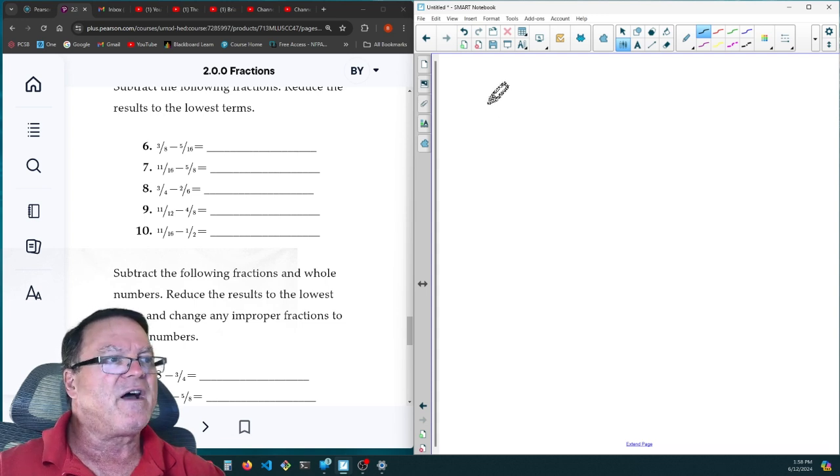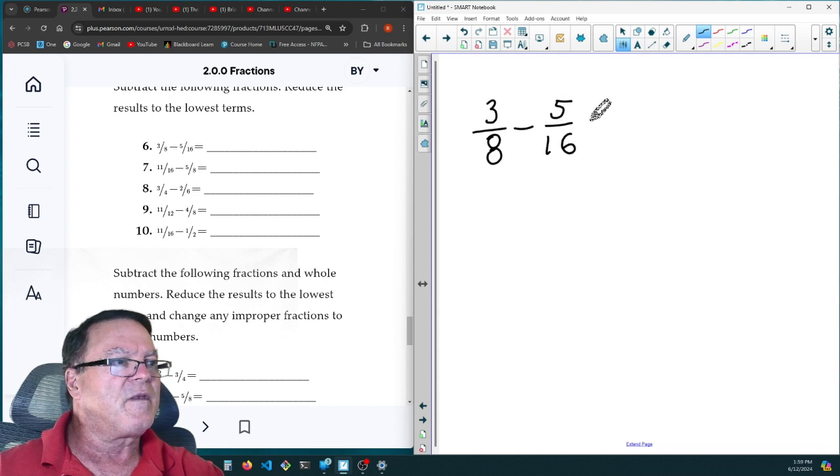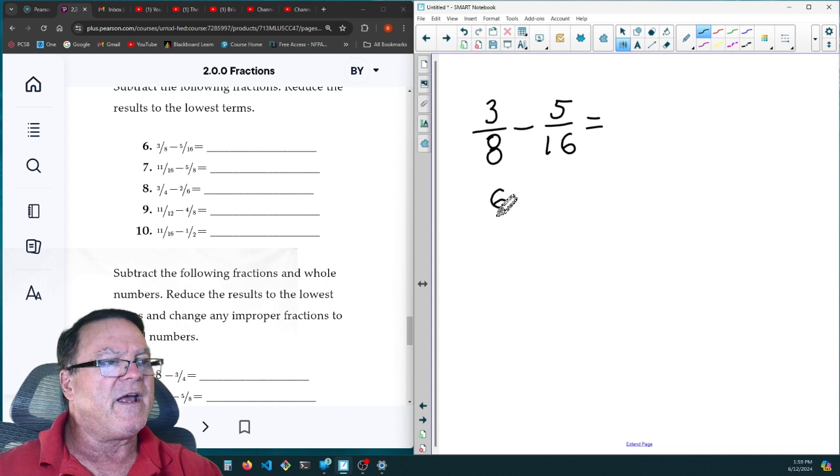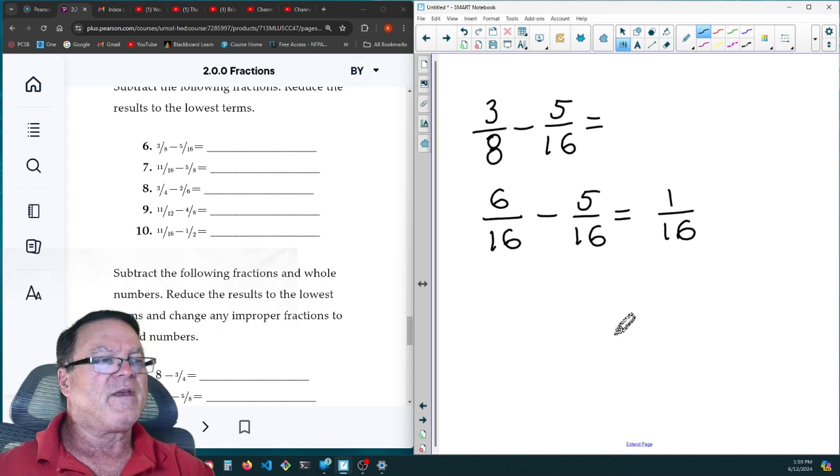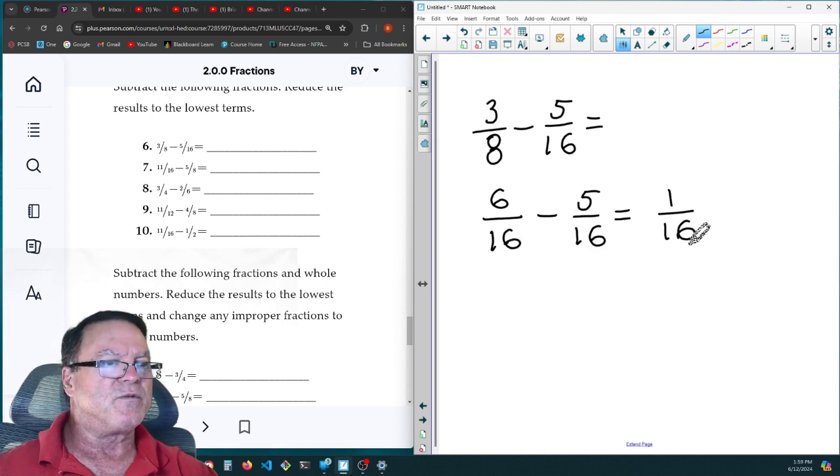So we have 3/8 minus 5/16. Well, I'm going to increase my 3/8 to 6/16 by multiplying the 3 times 2 and the 8 times 2. 6/16 minus 5/16 equals 1/16. Okay.